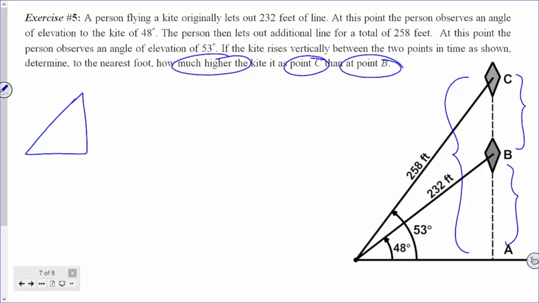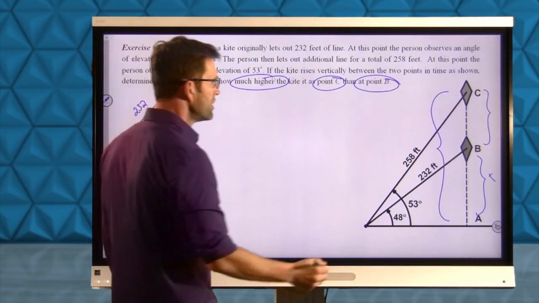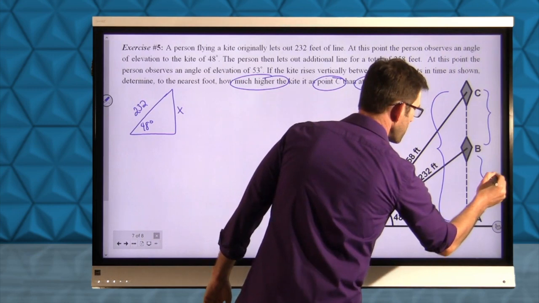Actually, I'll move this up. I need to have it down there. And what do we have there? We've got 48 degrees. We know this is 232 feet. And we're looking for that length. I'll put it right there. That almost looks like an X. Not quite. Let me make that look a little more like an X.